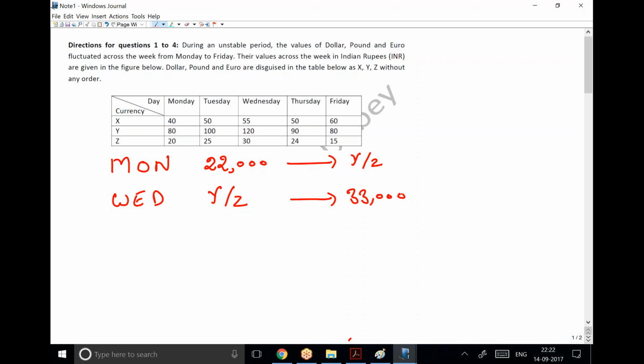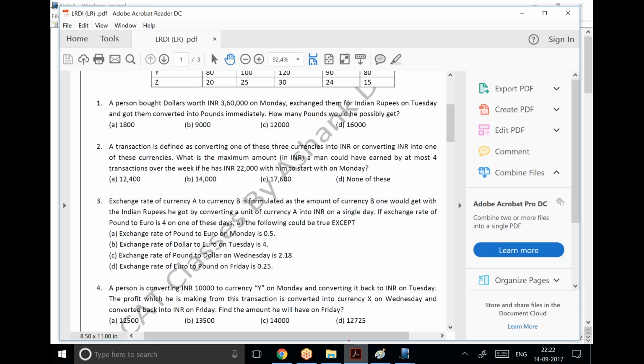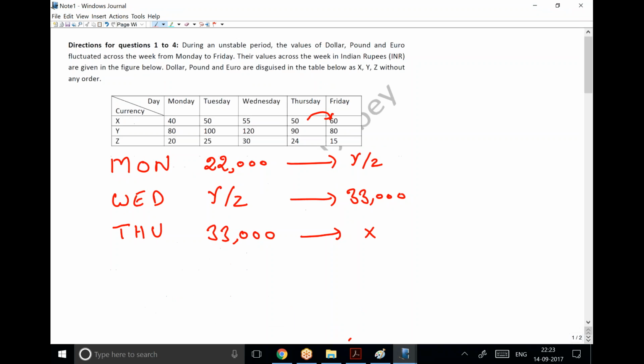And now on Thursday, this 33,000 I will convert into X. And you can see 50 to 60, the increase of 20%. Sorry, I said 60%, but there is an increase of 1 by 5, which is 20%.